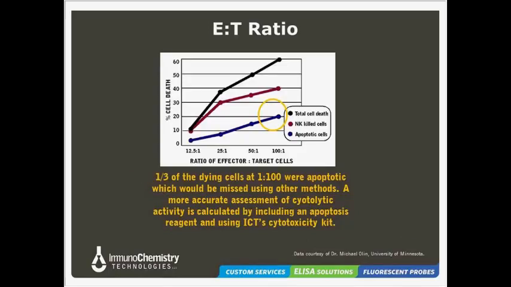Again, looking at the different ratios of effector to target cells, apoptosis occurred at all ratios. And ICT's kit detected the apoptotic cells, that's the blue line, leading to a more accurate assessment.